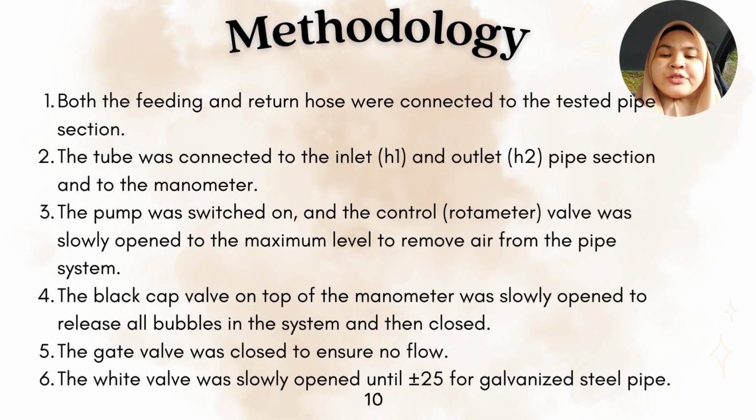For the methodology, first, both the feeding and return hose were connected to the tested pipe section, and then the tube was connected to the inlet H1 and outlet H2 pipe section and to the manometer. Third, the pump was switched on and the control valve, which is the rotameter, was slowly opened to the maximum level to remove air from the pipe section, and the black cup valve on the top of the manometer was slowly opened to release all bubbles in the system and then closed. Then the gate valve was closed to ensure no flow, and the white valve was slowly opened until plus minus 25 millimeter for galvanized steel pipe.